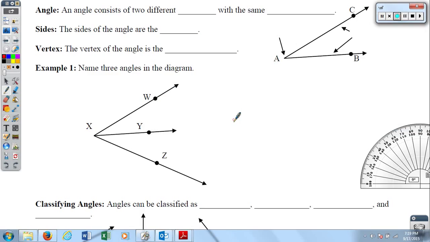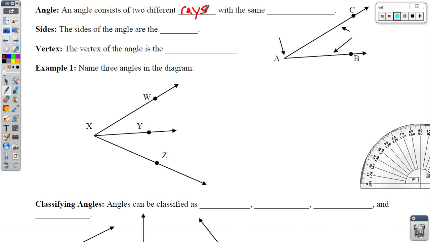When two lines or rays or segments intersect somewhere, they will make an angle. There's a certain angle between those. We're specifically going to talk about angles with rays in this lesson. So an angle consists of two different rays with the same endpoint.